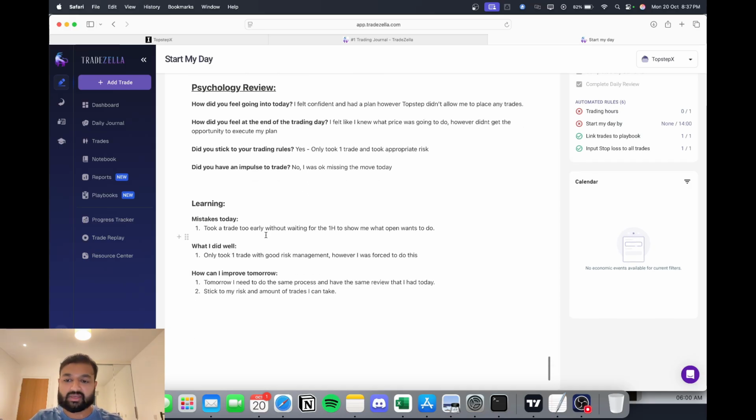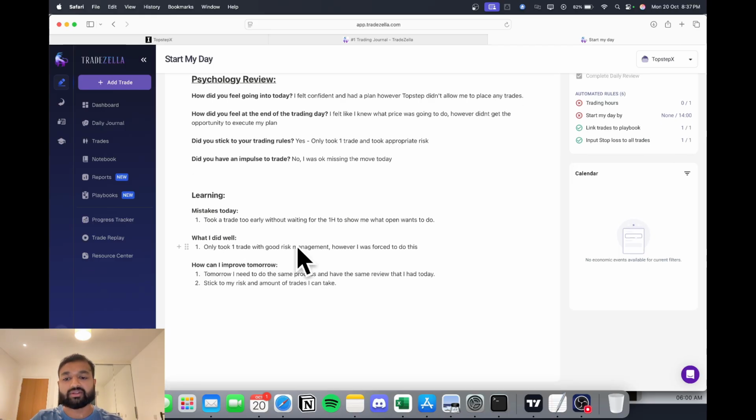My mistakes: I took a trade too early at 7 a.m. I should have waited for high time frame to give me more confirmation at like 9 a.m. Could have avoided that first loss. But I did only take 250 risk, which was good. And tomorrow I think I'll use the same process, but I won't trade at 7. I'll stick to 9:30 a.m.